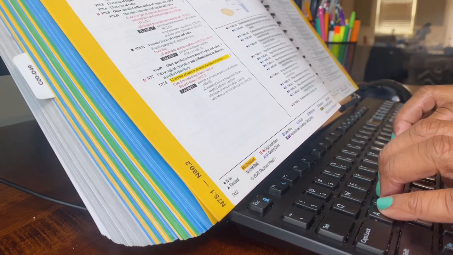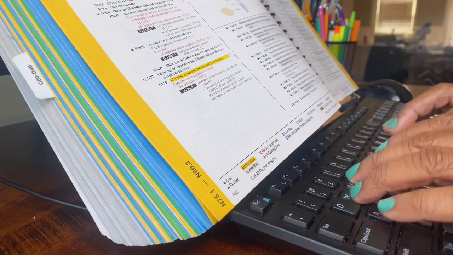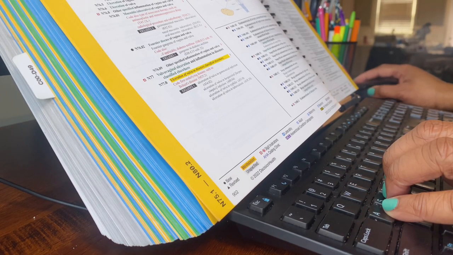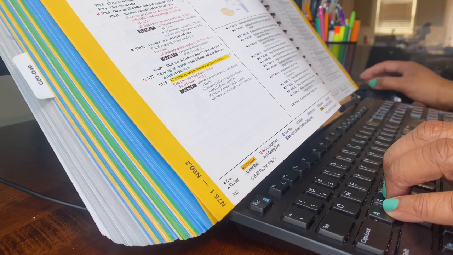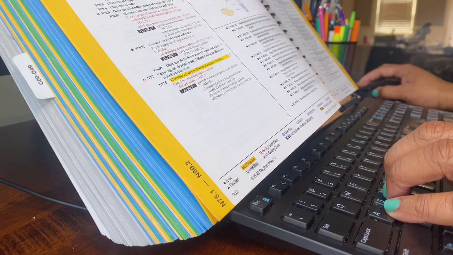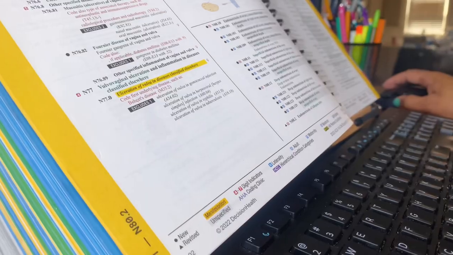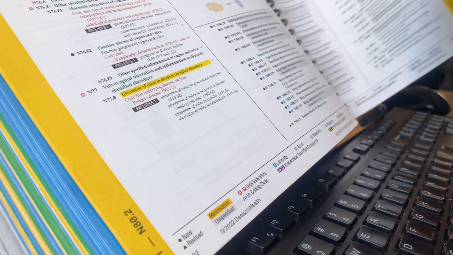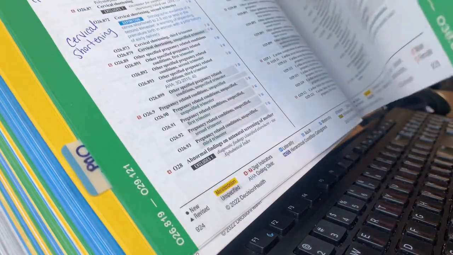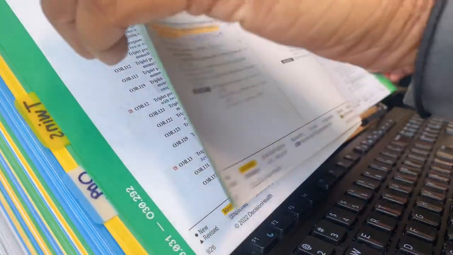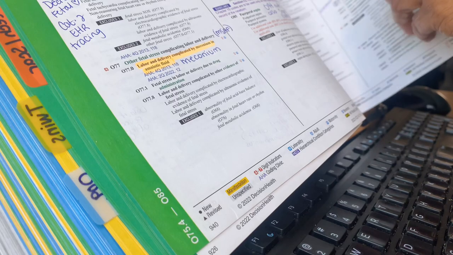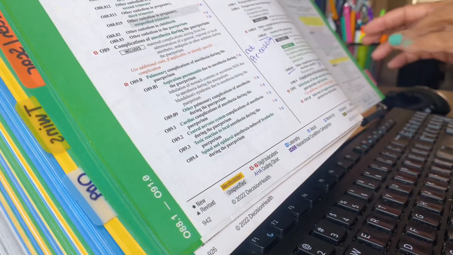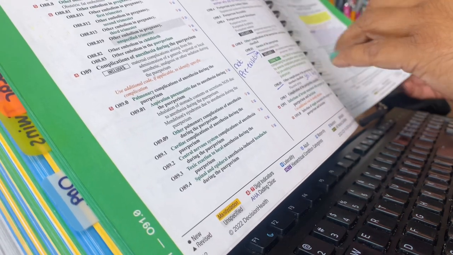So when I first started coding, I was a coder one, so I was only doing evaluation and management services. Those are the codes that are in the very front of your CPT book. And I was a hospitalist coder one, and that specialty was internal medicine. So in 2020, I became a surgical coder for obstetrics and gynecology. So now I will review a little bit of E&M, but mainly procedures and surgeries.